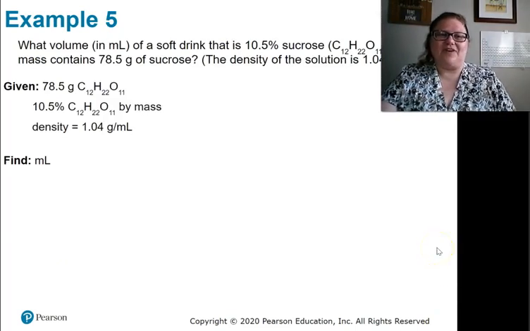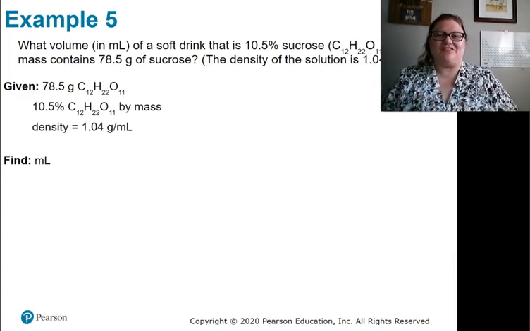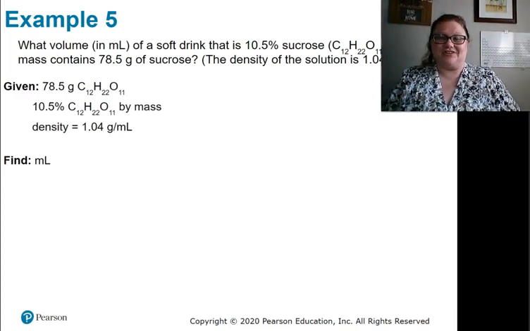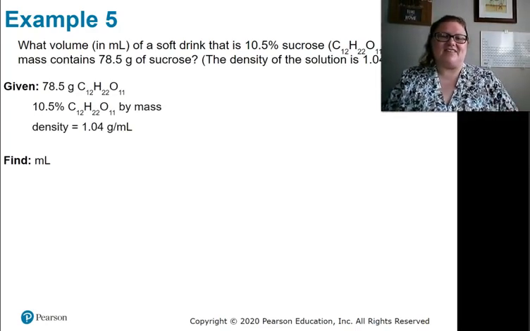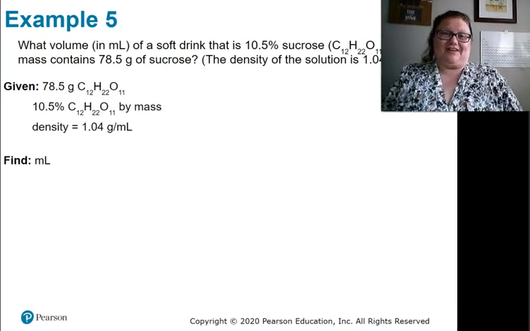Okay, here's our example 5. What volume in milliliters, this is different now, of a soft drink? So we have a soda that's 10.5% sugar. 10.5% is kind of high. By mass, contains 78.5 grams of sucrose. Holy moly, that's a lot of sugar.